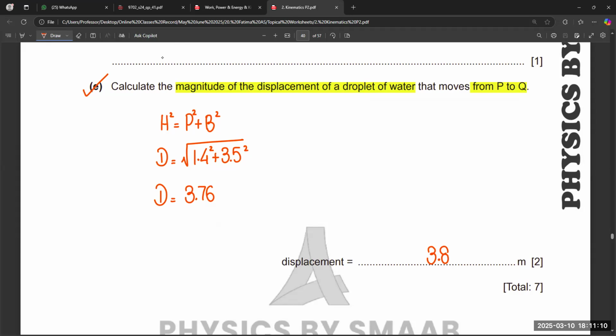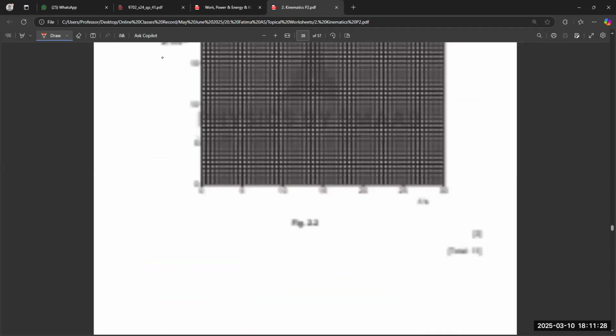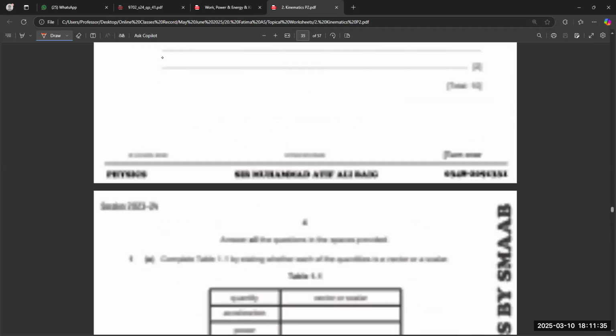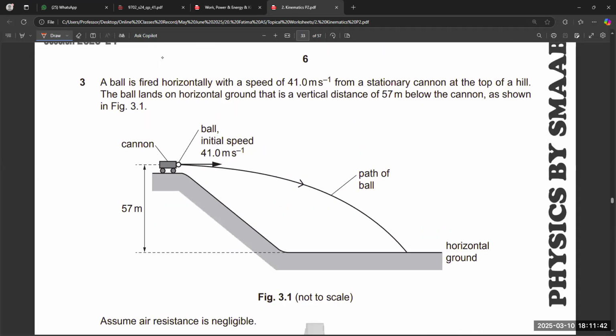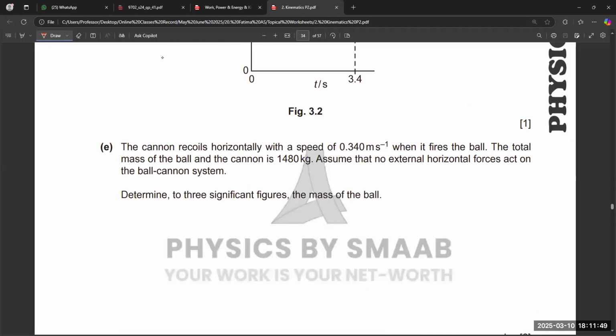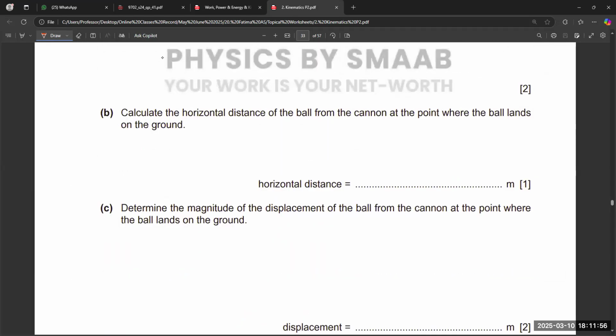So this is one question. In this question, this is the same idea, horizontal distance and displacement. So this question is also the same.